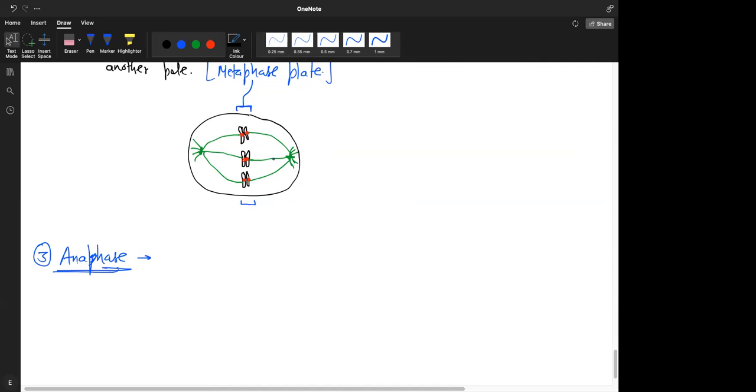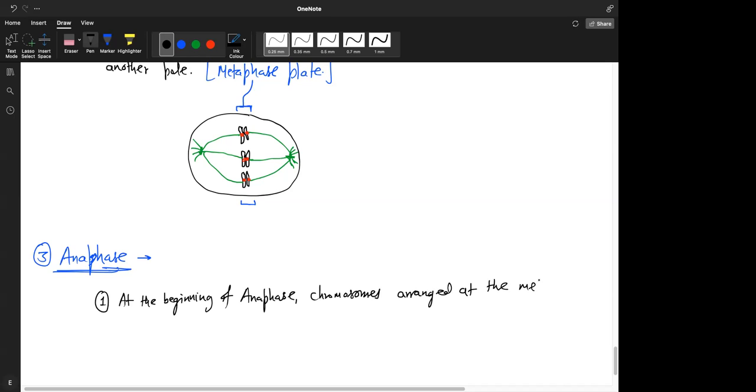Okay, so write down. At the beginning of anaphase, the chromosomes that were arranged at the metaphase plate begin to split apart.